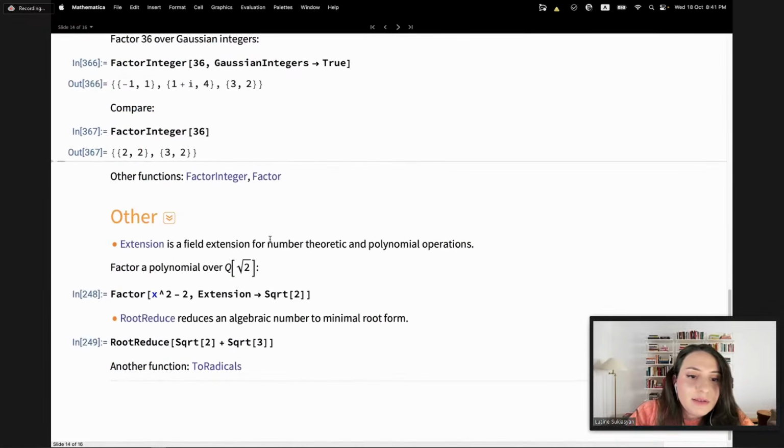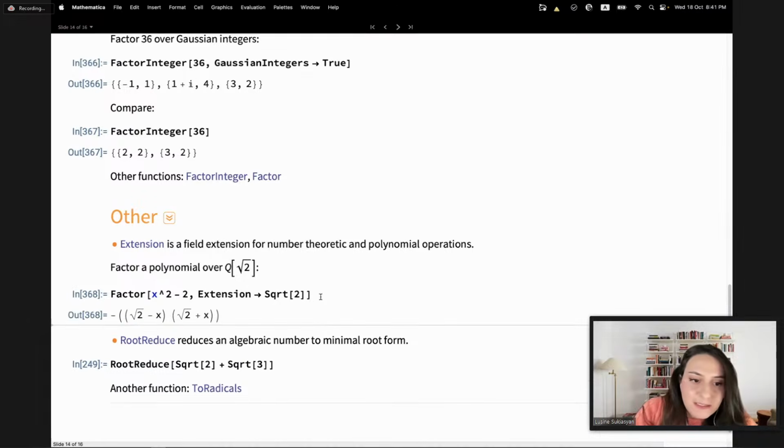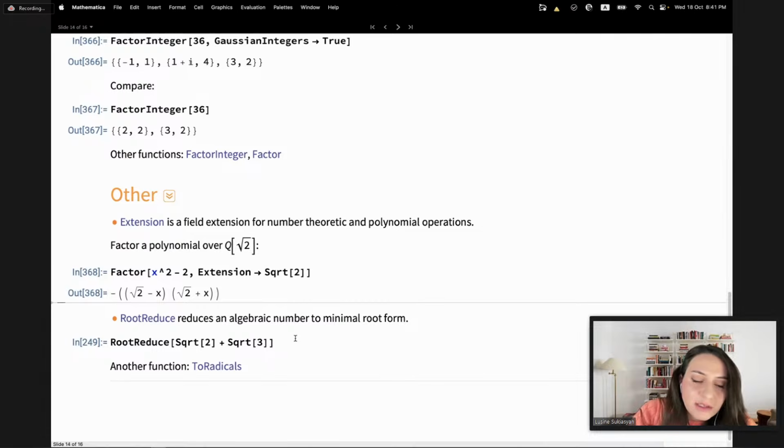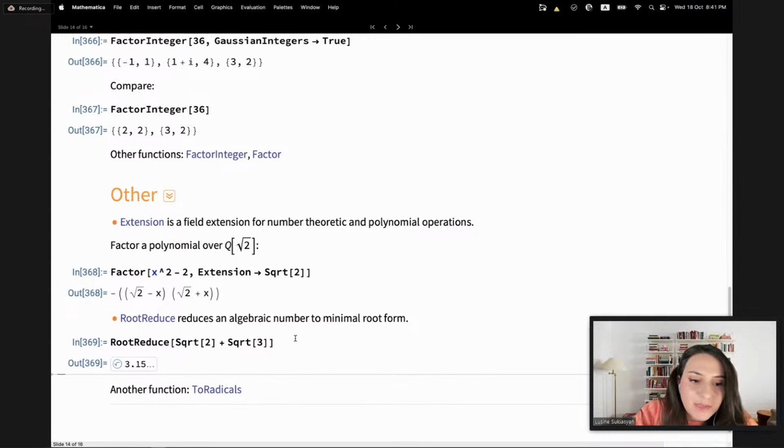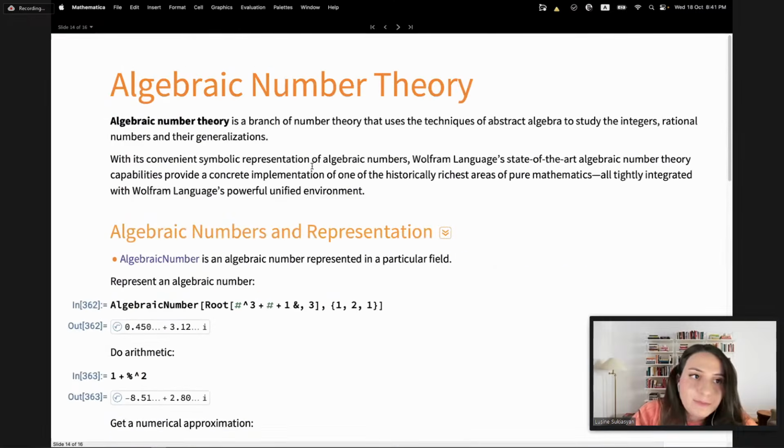And now, again, two sorts of functions that we use in this category are extension, root reduce. Extension is a field extension for number theoretic and polynomial operations. For example, factor a polynomial over this field, and this is what you get, extension SQRT2. Or use root reduce, and that reduces an algebraic number to minimal root form. Yeah, like this. Another function here is to radicals.